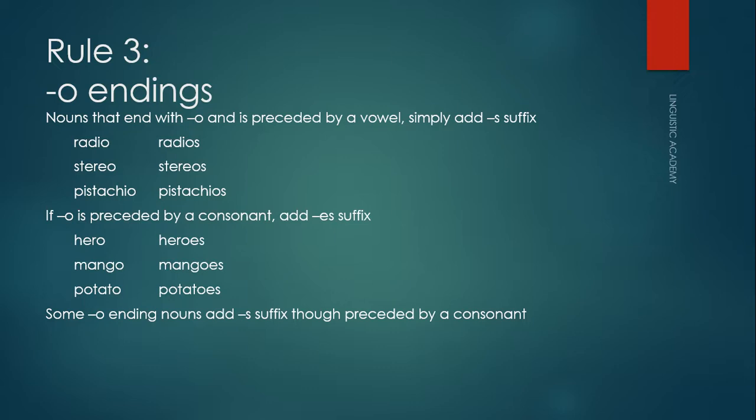But there are some O ending nouns that add S suffix though preceded by a vowel. This is a little variation. There are some nouns as well that though they have a consonant before the O sound, still they will add S at the end rather than adding ES. For example, piano, pianos, logo, logos, commando, commandos. In all these three examples, the final O is preceded by a consonant rather than being preceded by a vowel. So we are adding just simple S.